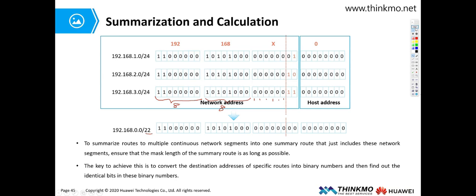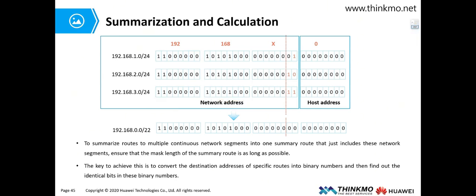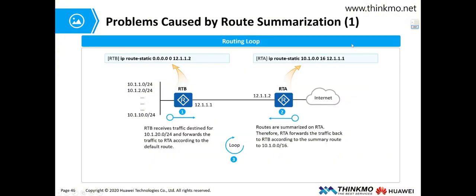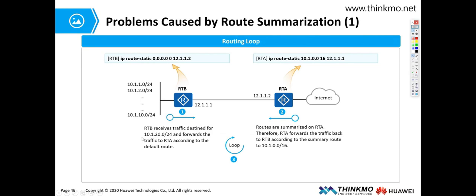You might ask, what issues can route summarization optimize in our routing entries? Well, it does have certain drawbacks. For example, in this diagram, if our RTB receives a route indicating that the destination network is 10.1.20.0/24, I will check my routing table and find that I have a default route. If I don't recognize it, I will send everything to RTA. Now, in this case, it will send these routes to RTA.